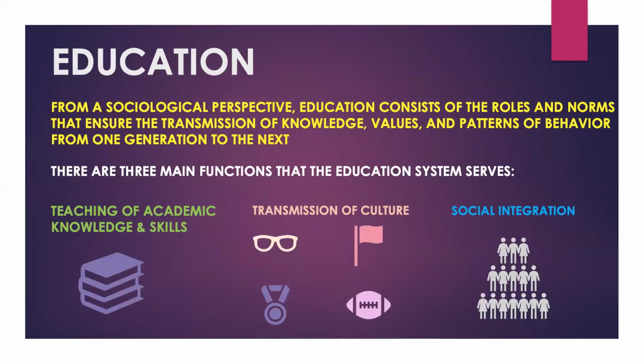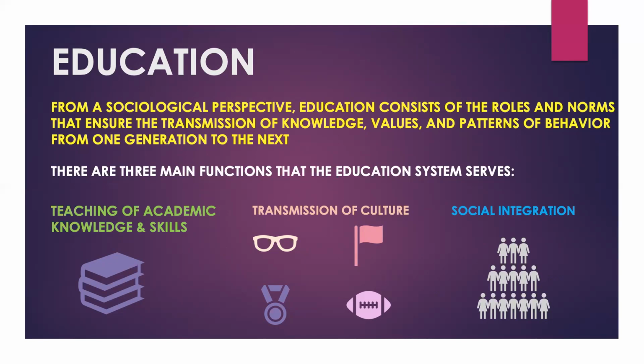So let's move on to education. What is education? Again, what is education as an institution? From a sociological perspective, education is a system of rules and norms that ensure the transmission of knowledge, values, and patterns of behavior from one generation to the next. So it's similar to the definition we give family, only it's just another step, right? This is the first time that a lot of kids spend outside of their home. This is their very first entrance into the public. It is a secondary unit of socialization after family.